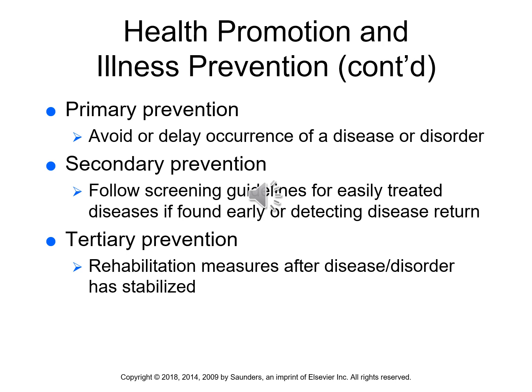Secondary prevention is following the screening guidelines for individuals. So maybe you have your regular colonoscopy or mammogram or whatnot to identify diseases early. And then your third one is tertiary prevention. Tertiary is rehabilitation measures after a disease or disorder has stabilized. So maybe you had a stroke and you go to rehab after having that stroke or something like that.